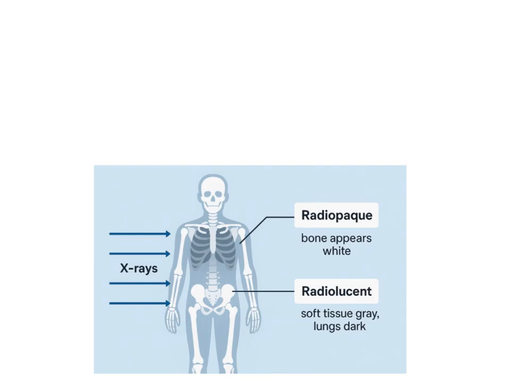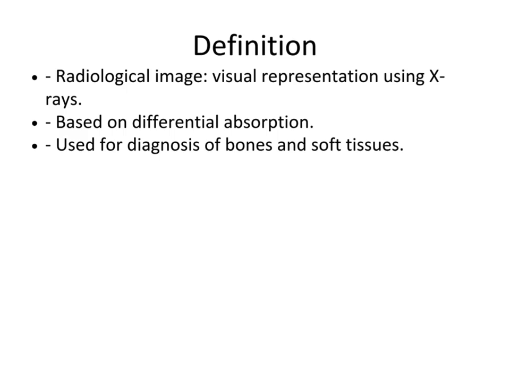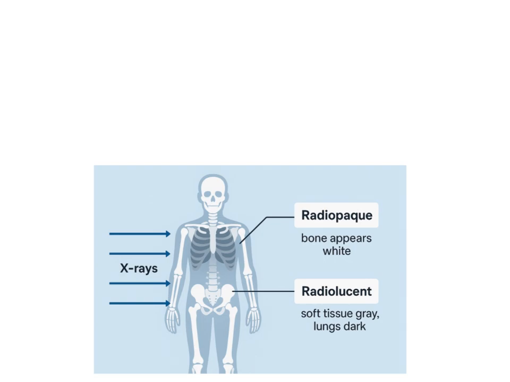Slide 2, Definition. A radiological image is a visual representation of internal body structures produced by X-rays or other forms of radiation. It works on the principle of differential absorption, meaning different tissues absorb X-rays differently. Dense tissues like bone appear white, while air-filled regions like lungs appear dark.